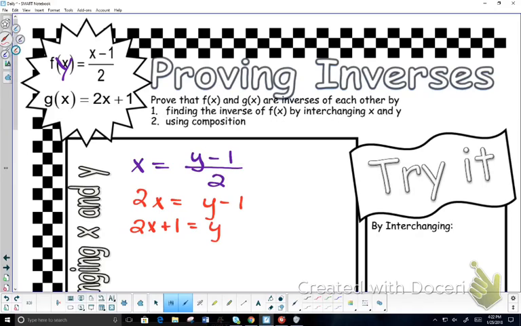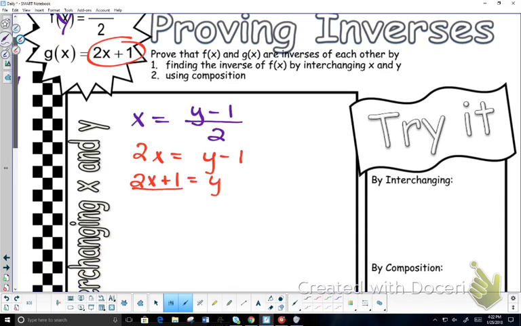And you'll notice this inverse right here ends up being g of x, which they're asking us to prove they are inverses. So now I would do the same thing going the other way. I would take g of x, and this time I would put x equals 2y plus 1. Once again, all I did was swap my x and y's, just like when we're finding the inverse of a table, we just swap our x's and y's.